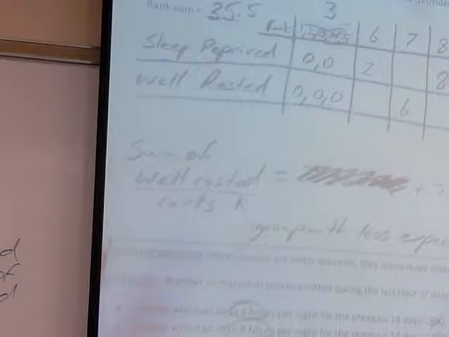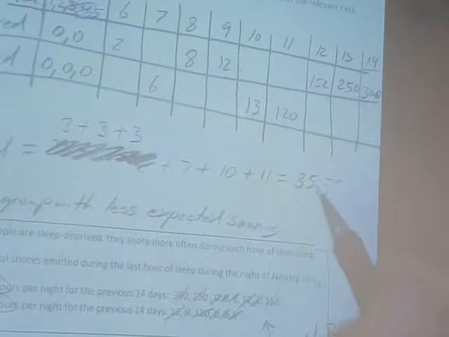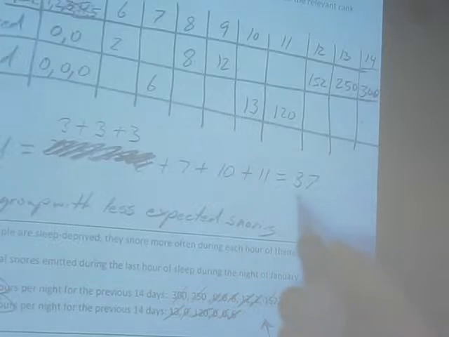so what you do is you add up the group with the lower expected numbers. So the one that you expect to have lower ranking, that's the one you add up. And for these first 3 people in the well-rested group, because I don't expect the well-rested people to snore as much, that's according to my alternate hypothesis, then I do 3 plus 3 plus 3, and so instead of, in the end, 35.5, I'm going to get 37. Let me check that math there. 3 plus 3 plus 3 is 9, plus 7 is 16, 26, 36, 37.